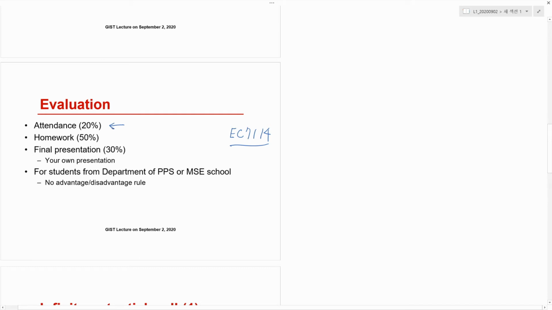So if you miss it, then there will be certain disadvantages to your final score. Here we have a 20% weight factor for attendance, and you also know that we have a 1/3 rule in our institute. So if you don't attend more than 2/3 of the entire given lectures, then you will fail.